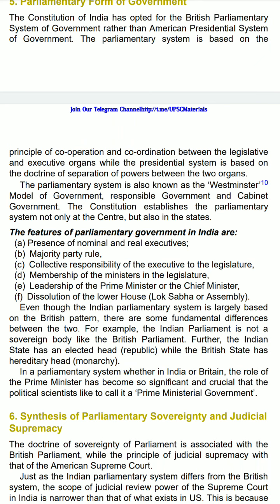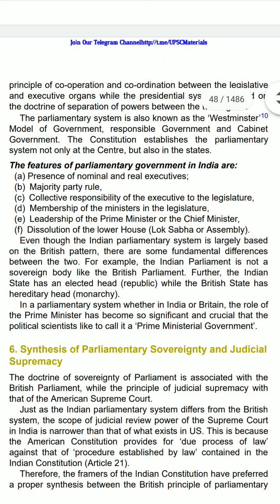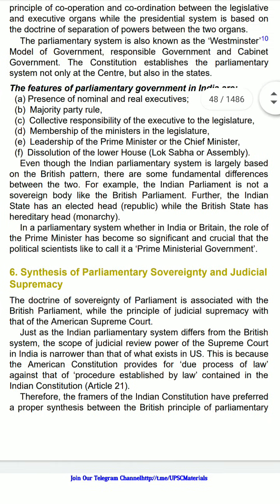Even though the Indian parliamentary system is largely based on the British pattern, there are some fundamental differences between the two. For example, the Indian Parliament is not a sovereign body like the British Parliament. Further, the Indian state has an elected head, a republic, while the British state has a hereditary head, a monarchy. In the parliamentary system, whether in India or Britain, the role of the Prime Minister has become so significant and crucial that political scientists like to call it a prime ministerial government.